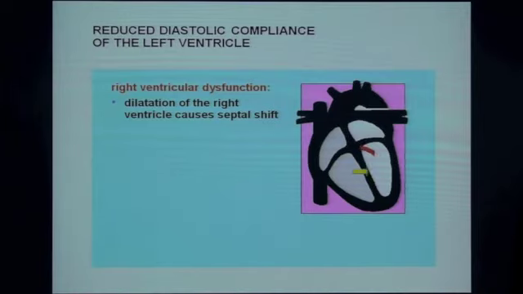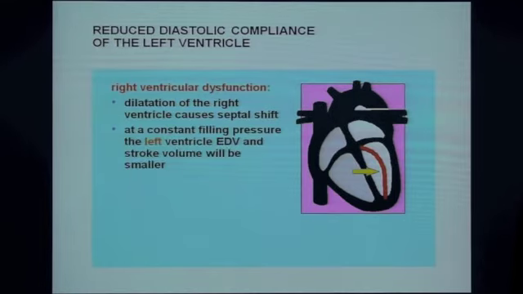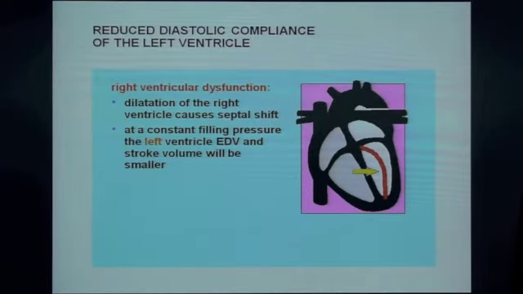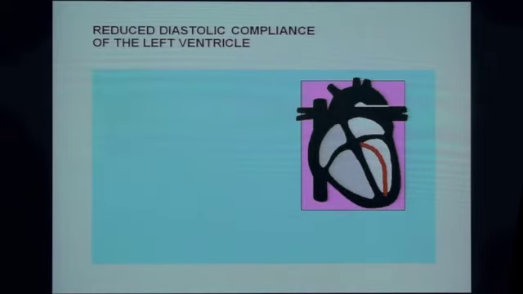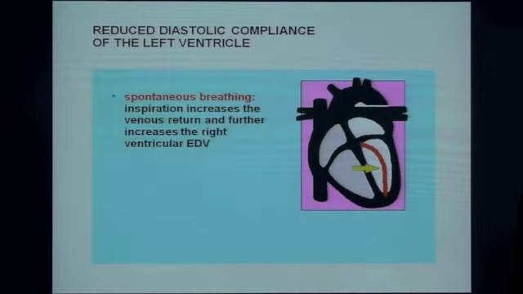If you have a right ventricular dysfunction, a dilatation of the right ventricle causes a shift of the septum, and therefore, at constant filling, the left ventricular end diastolic volume will be smaller, and if the function remains the same, then the left heart cardiac output will be reduced.